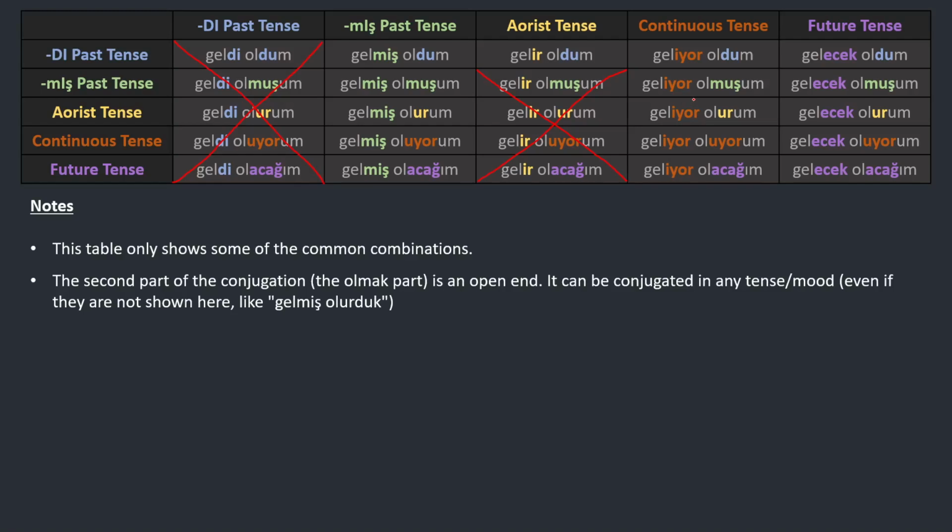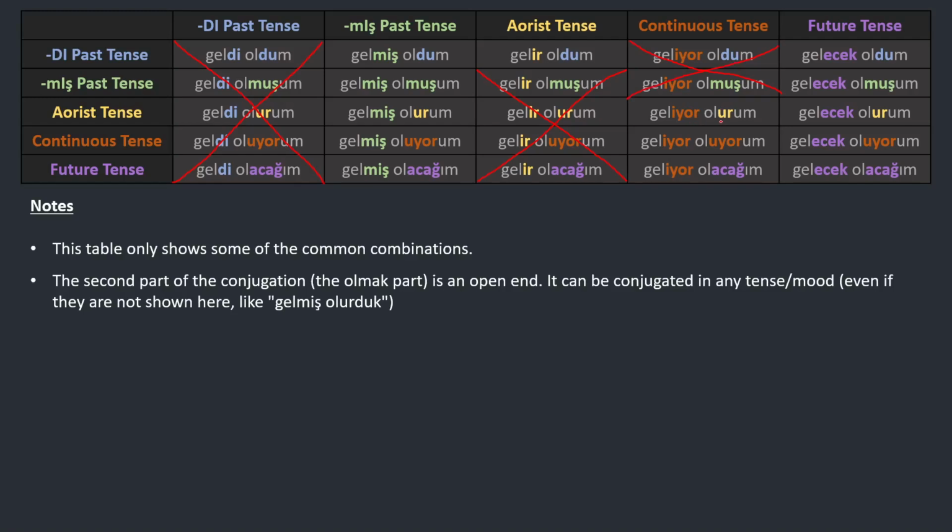Actually, thinking about it, we need the last one here. The other ones, geliyor oluyorum, geliyor olurum. Maybe you may need this. Let me check something. So the first 2 are really not needed. This one, this 2. And geliyor olurum, yes, that one is used.